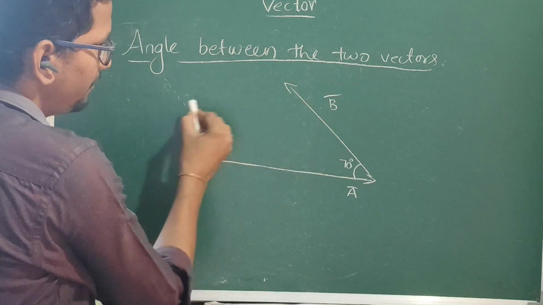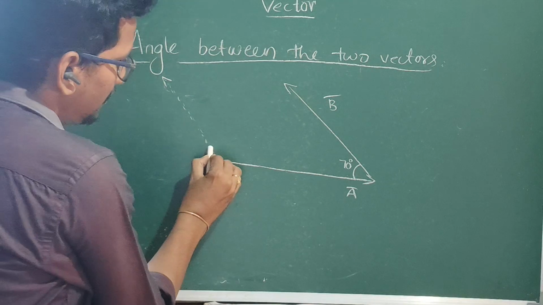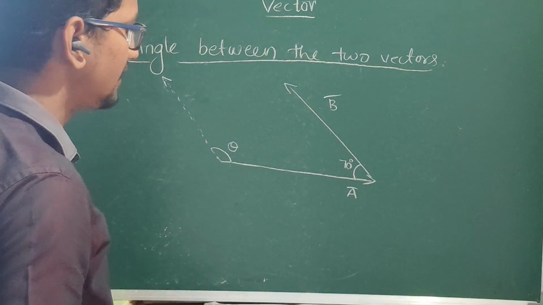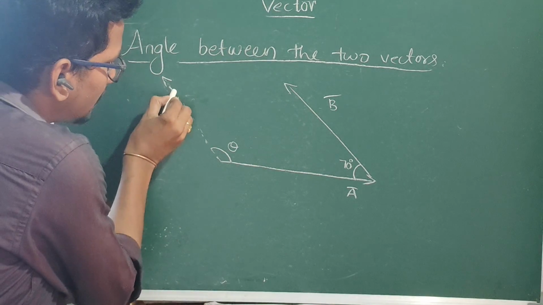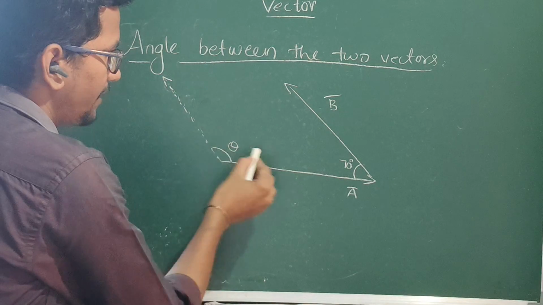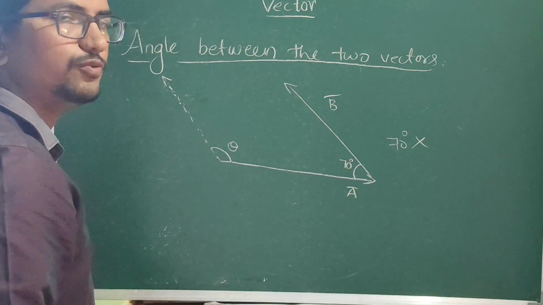Yes, those are in parallel lines. Yes, sir. We can draw this one. Here, only some angle is there, that is called the angle between the two vectors. Why? Because of the dotted line shown. Those are in parallel lines. Parallel means here only 70. 70 degrees is not the angle between the two vectors.